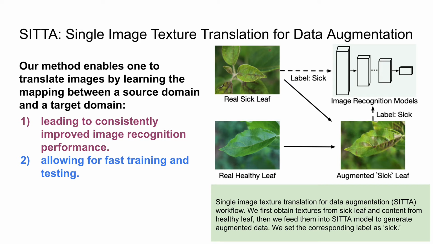In this figure, we show the SITTA flow, the single image texture translation for data augmentation flow. We first obtain textures from sick leaf and content from healthy leaf. Then we feed them into the SITTA model to generate augmented data. We set the corresponding label as sick.